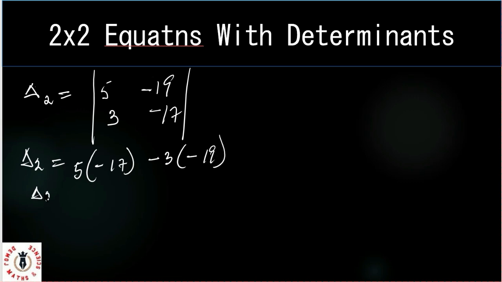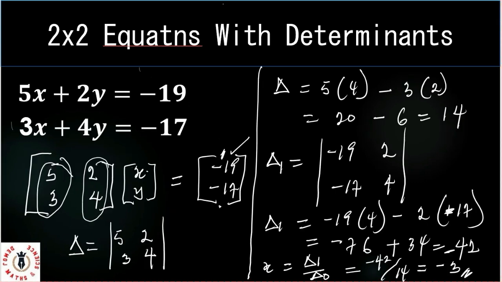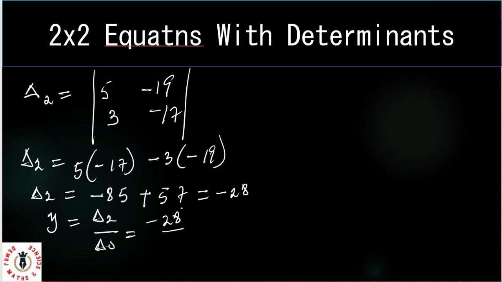So delta 2 will be the same thing as 5 times minus 17, that's minus 85, plus, because I have negative times negative, it becomes plus 57, which is the same thing as minus 28. My y obviously will be the same thing as delta 2 over delta naught, which equals minus 28 over my delta naught. We're given my delta naught to be 14. So minus 28 over 14 makes my y to be the same thing as minus 2.